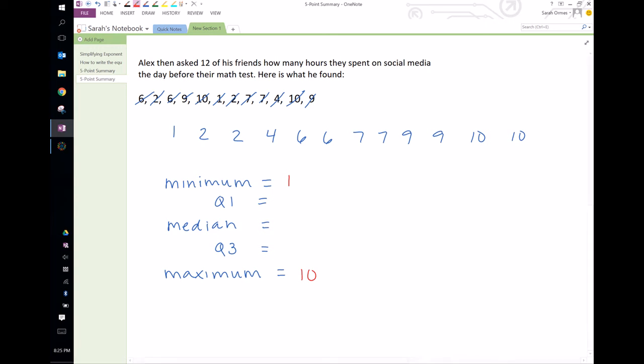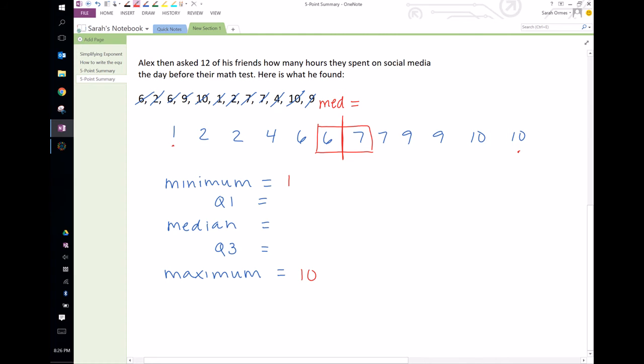Next, let's find our median. So we're going to start on the outsides. Put one finger on 1 and one finger on 10. Now you're just going to walk inside until your fingers meet. So my fingers stopped right here, one on 6 and one on 7. So we need to find the exact middle, which means I need to split those two numbers.